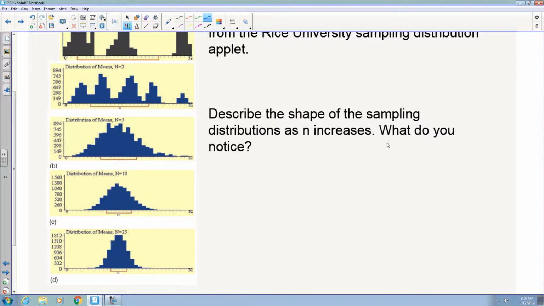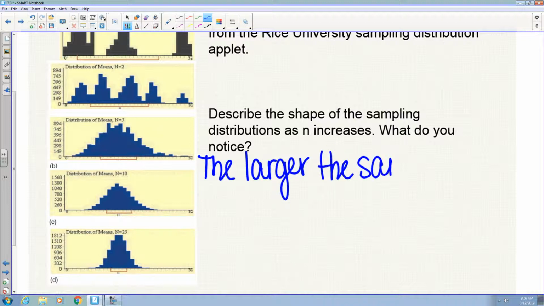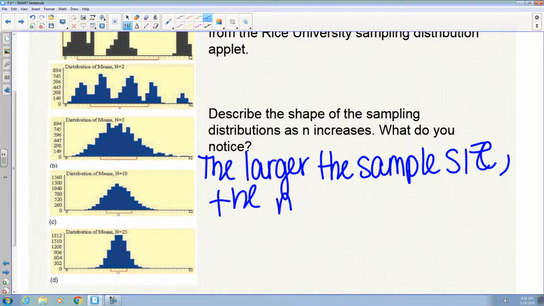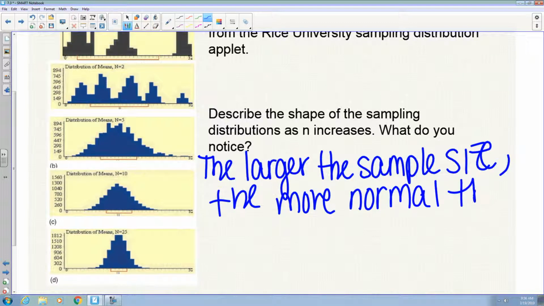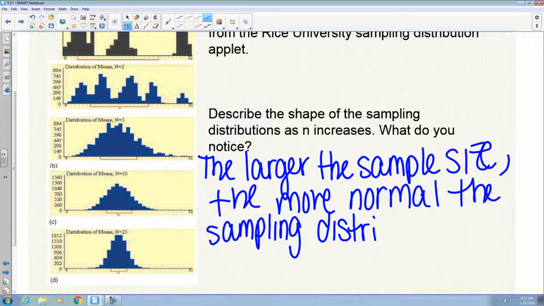As n increases, we notice that the larger the sample size, the more normal the sampling distribution is, despite the irregularities in the population distribution.